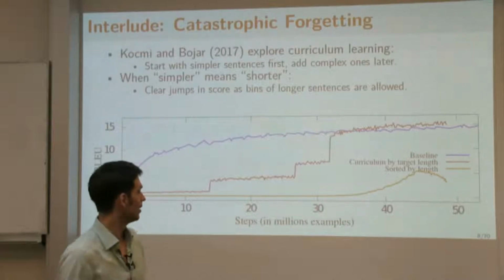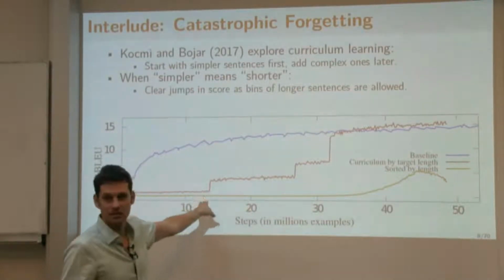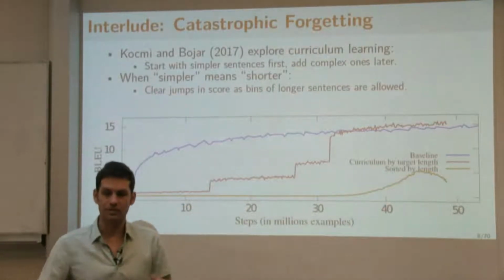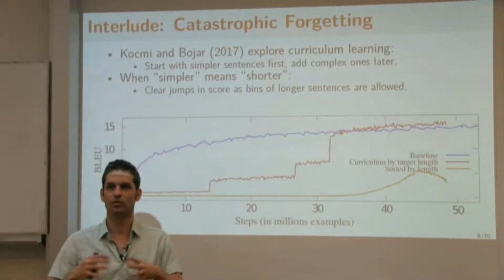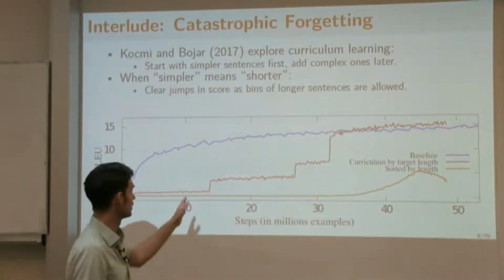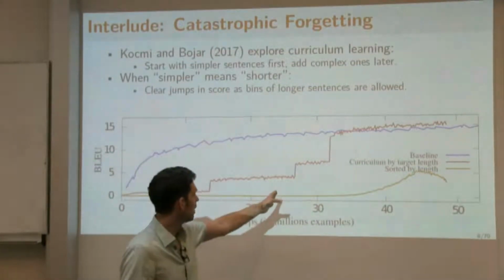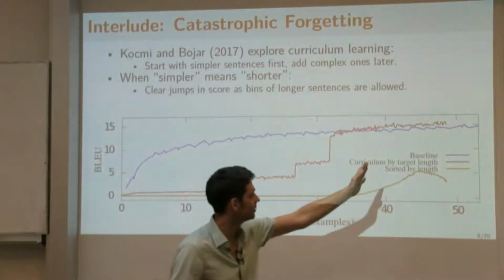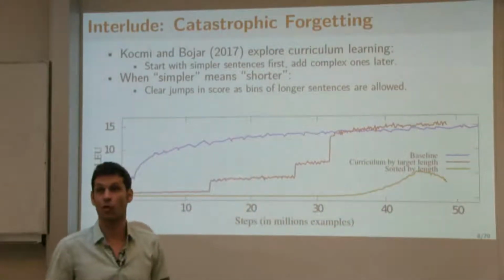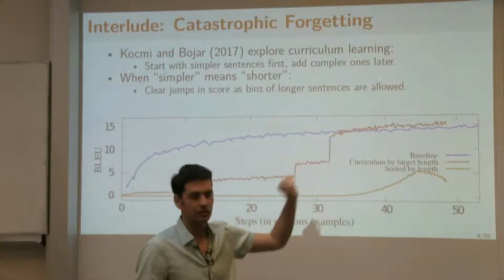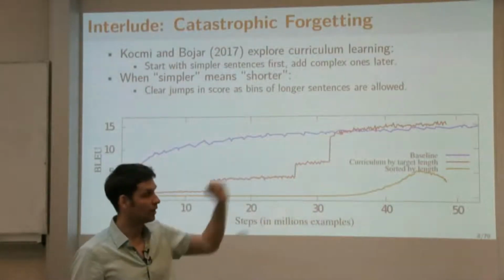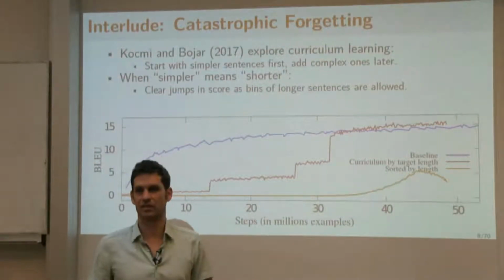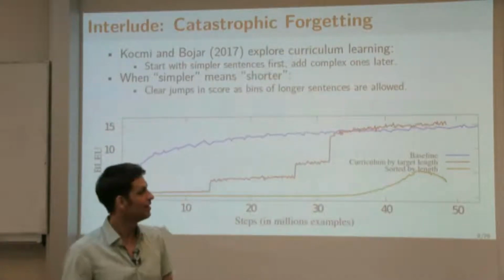So first we had this batch of very short sentences, up to 5 words, and the model learned some more. And then we exposed the model also to the longer sentences. So we allowed sentences of length up to 10, and then up to 15. And then in the end, we allowed sentences of all lengths. This, by the way, indeed improved the baseline a little bit. So there is something to this curriculum learning.